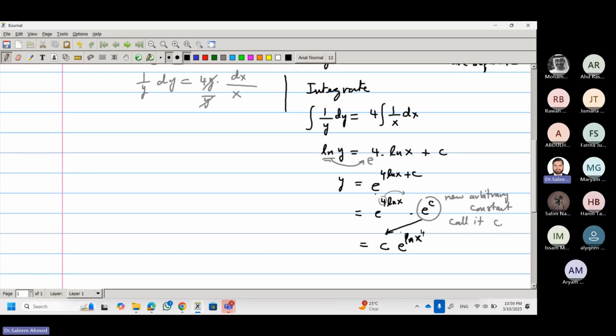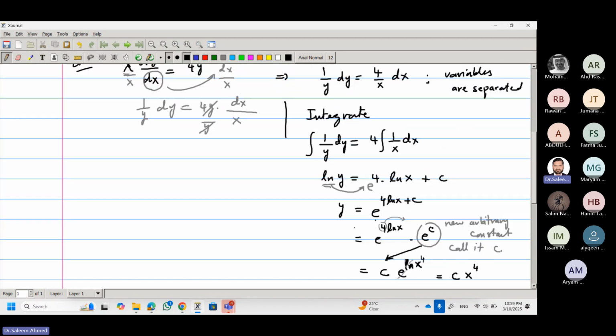Now why did I do that? Because now e and log will cancel. Now this log and e will cancel each other because they are inverses of each other. So see, I got just c x to the power 4. So this is my solution. So my y has become c x to the power 4.